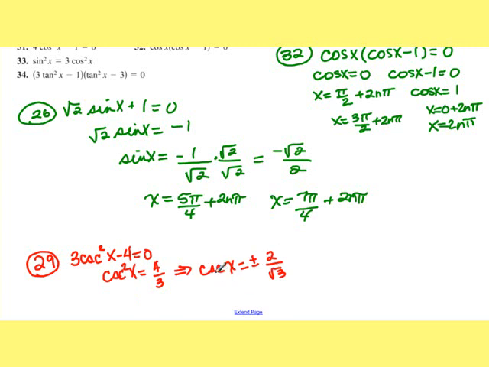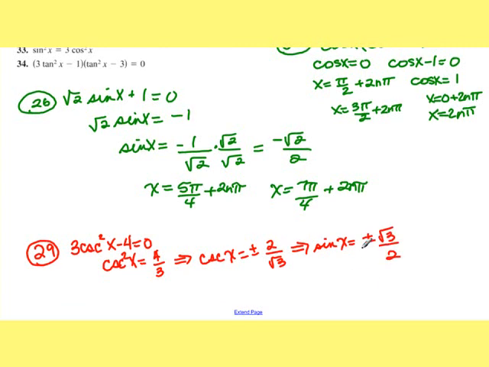It's probably easier to think in terms of sine, so this would tell us that sine x is the reciprocal, so sine x is equal to plus or minus the square root of 3 over 2. Well, where is sine x equal to the square root of 3 over 2? So sine x is equal to the square root of 3 over 2 at pi over 3. And what other angle? Yes, 2 pi over 3.